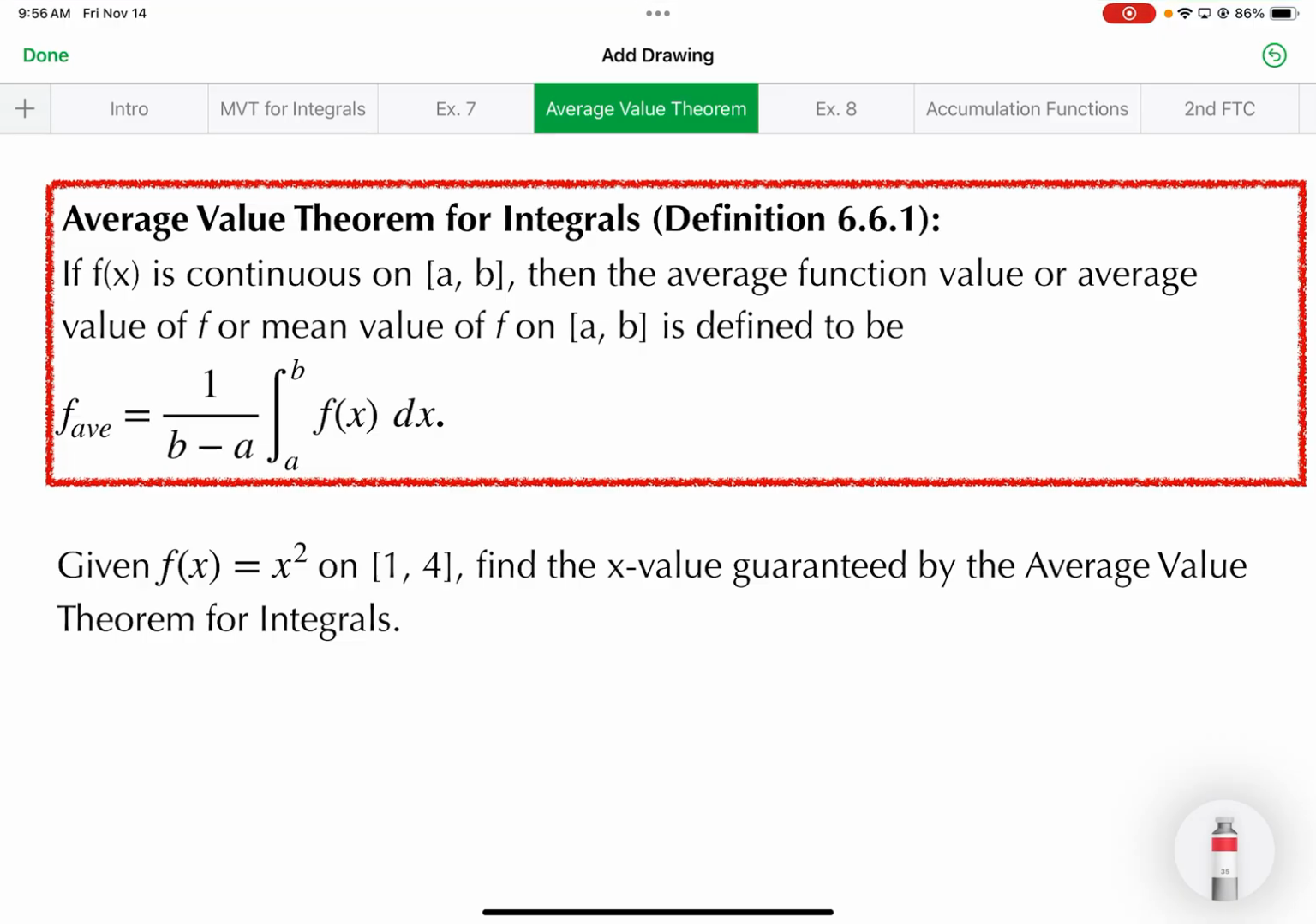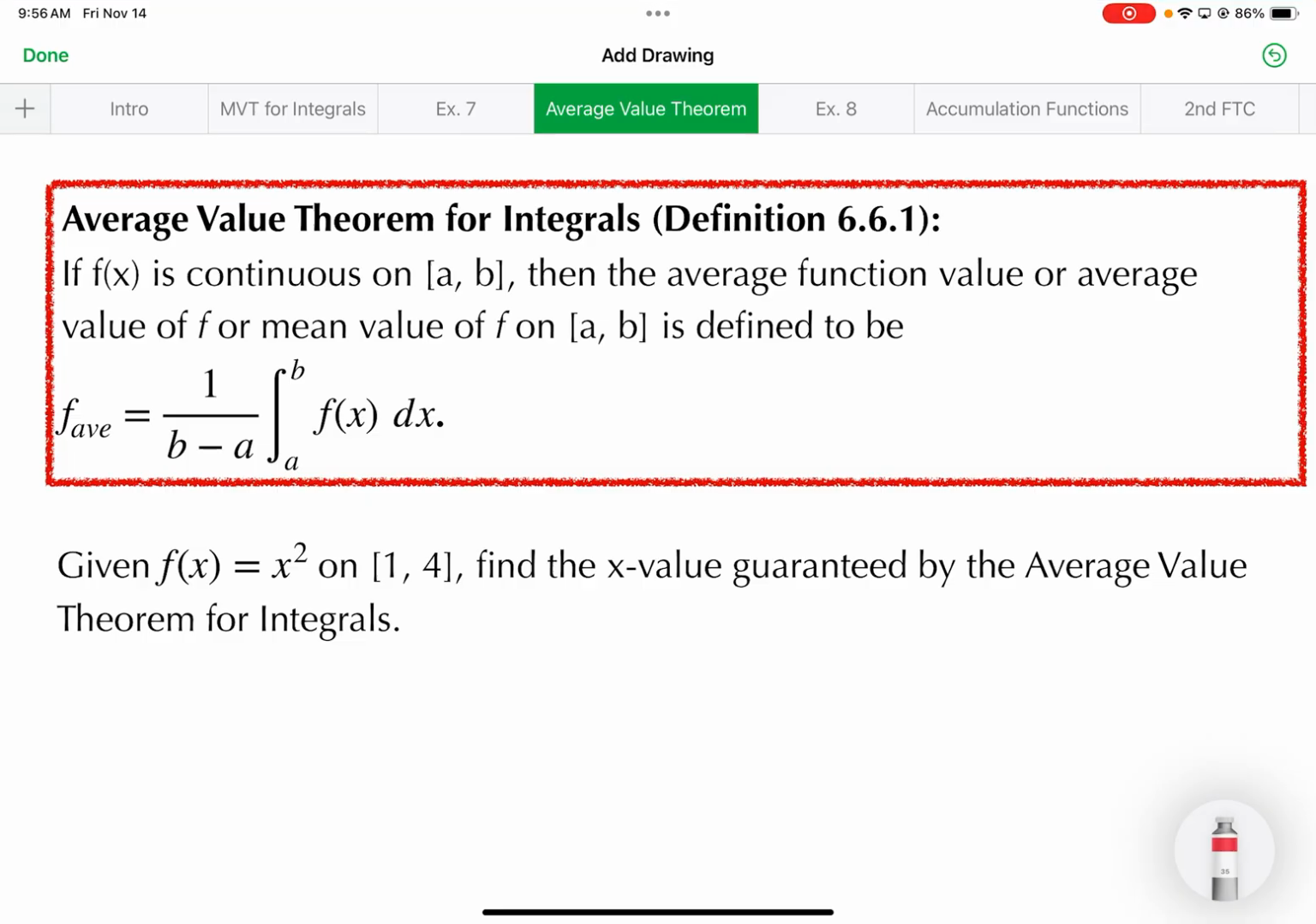If you have a function that's continuous on a closed interval, then the average function value, or average value of f, or mean value of f, on the closed interval a to b is defined as f average equals 1 over b minus a times the integral from a to b of f of x dx. Isn't that insanely similar to what I just gave you guys? What was the only difference? Yeah, b minus a, if I multiplied it to the right side, it was over on the right. And then there was that f of x value, which we are going to consider to be our f average.